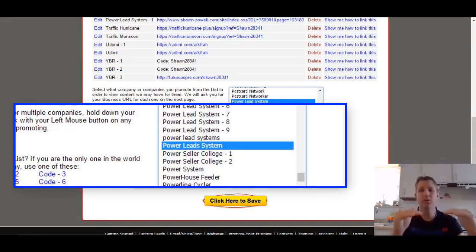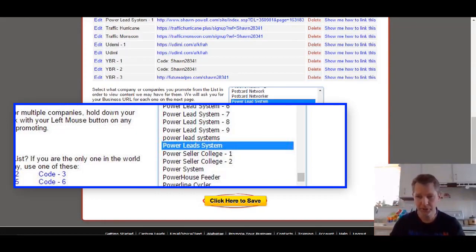So make sure every time you do this, not just for Power Lead Systems, for Traffic Hurricane, whatever the business is, you've got to make sure it's that one. Focus directly at that because that could save you some heartache. If you're having problems, that's where it goes. Okay? If it's not going to the right pages, look here before anywhere else, and this is going to fix your issue.